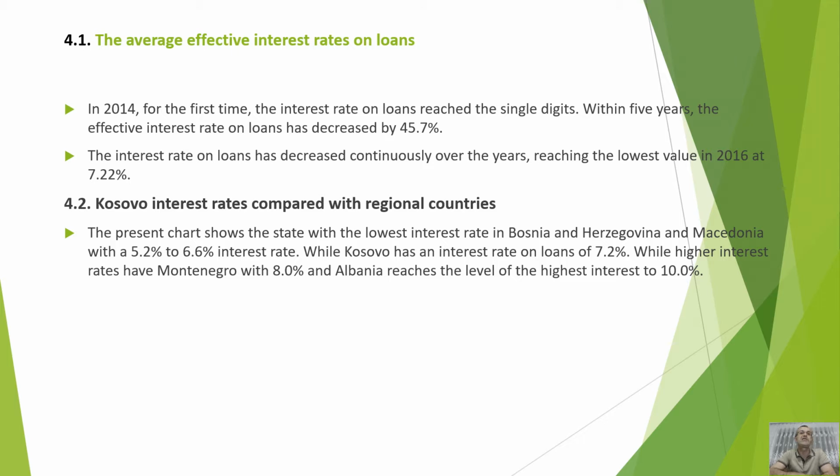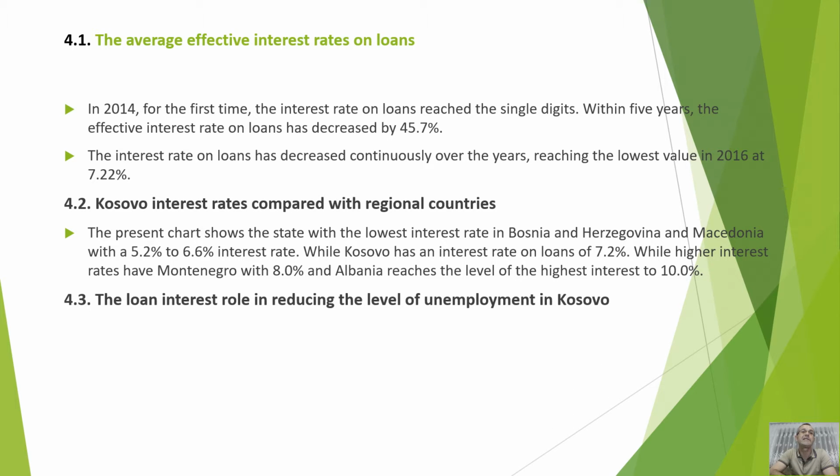Kosovo interest rates compared with regional countries. The present chart shows the states with the lowest interest rate, Bosnia and Herzegovina and Macedonia, with 5.2% to 6.6% interest rate, while Kosovo has an interest rate on loans of 7.2%, while higher interest rates are in Montenegro with 8% and Albania, which reached the highest interest rate at 10%.